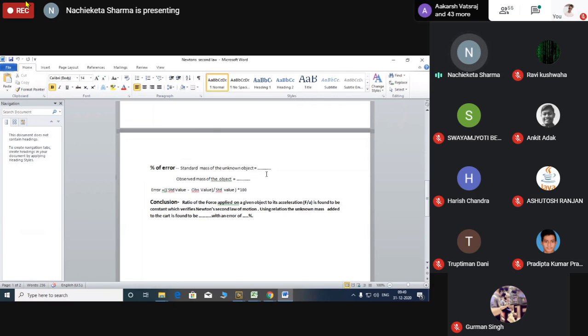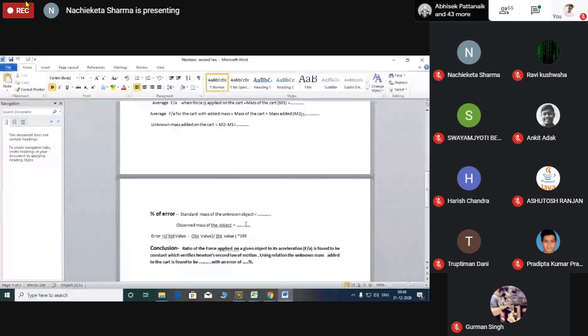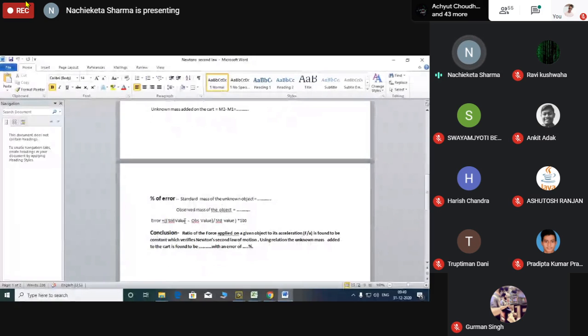Then the observed mass of the object. How do you find it? M2 minus M1. Write that down here. 5.3. Then find the error: standard minus object, divided by standard, modulus, into 100. That will be the error calculation. Got it or not?